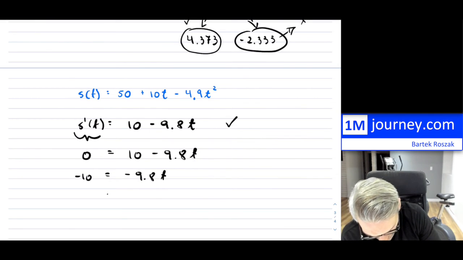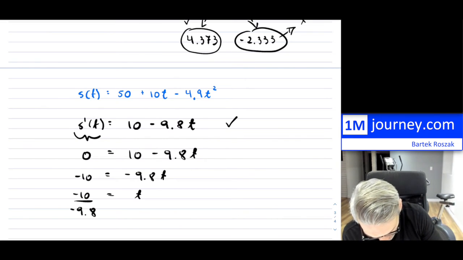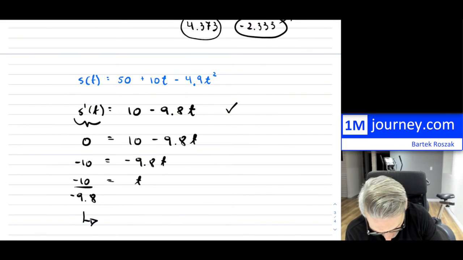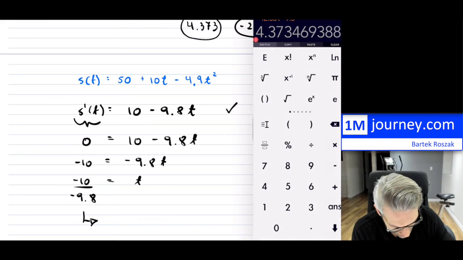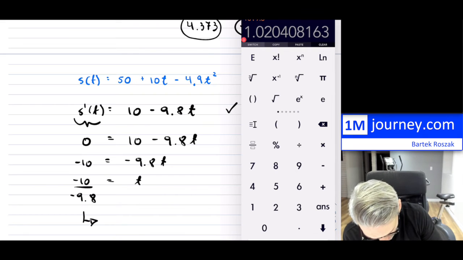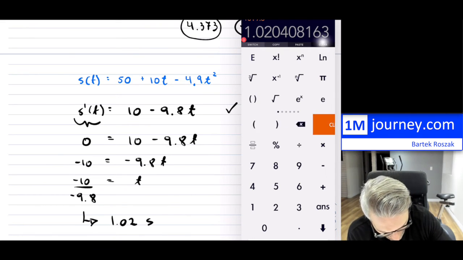Now divide by negative 9.8 on both sides right here, and I'm going to get approximately 1, a little bit bigger than 1. Okay, so let's take a look and see what that exactly is, although we don't have to be that exact. So it's a little bit over, so 1.02, okay? Let's say it's seconds.